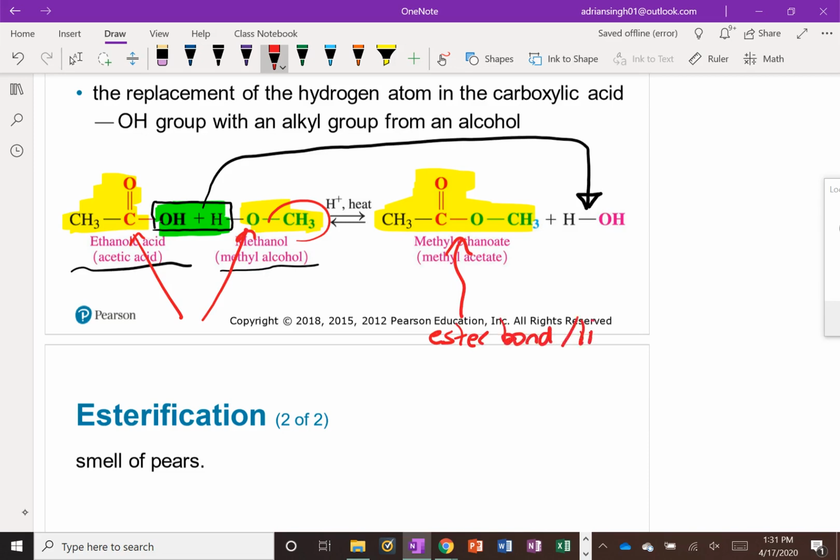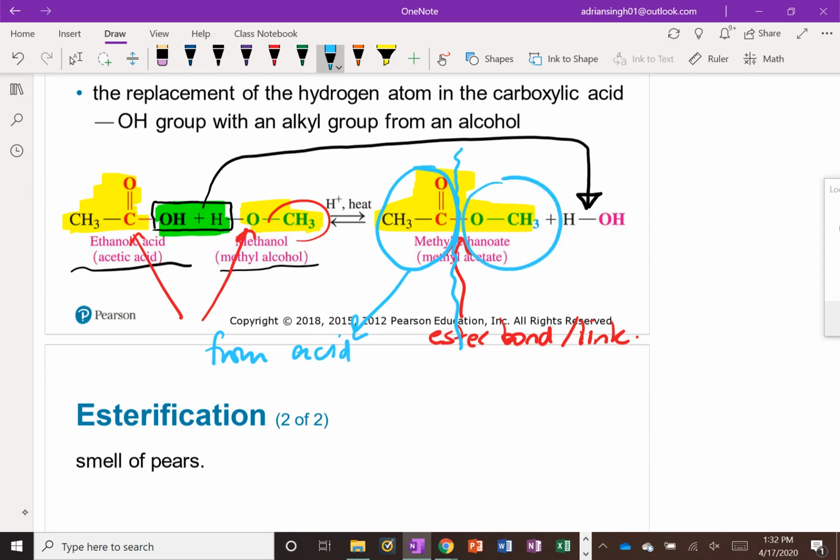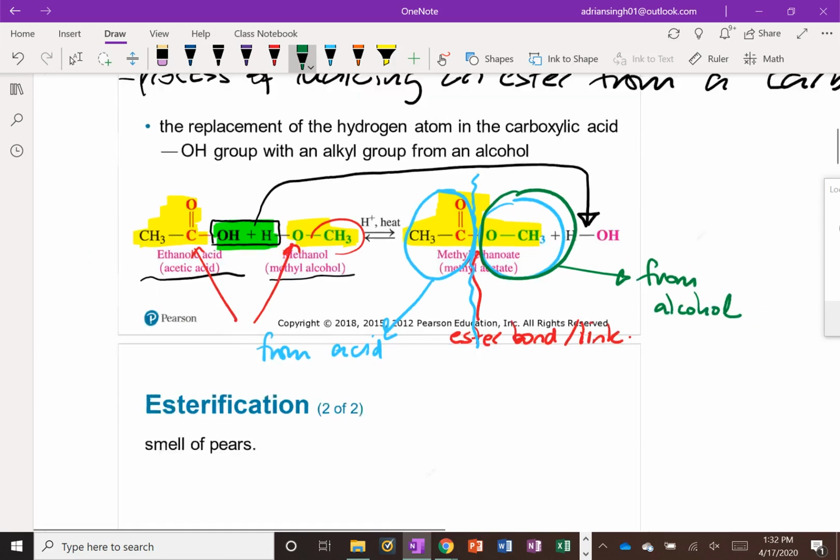So the ester bond, or the link, connects the acid with the alcohol, right? And when you look at an ester bond, it's a lot easier to determine which part of the ester came from the acid and which part came from the alcohol, right? You can first of all find that ester bond, and you can draw a line right down the middle, and then wherever you see that carbonyl, this part of it came from the carboxylic acid, and then the other part of it would have come from the alcohol. Right? That's how you make a little bit of sense of the ester functional group.